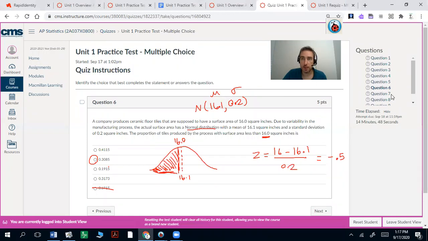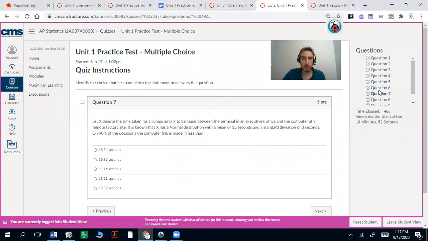Question number 7. Let X denote the time taken for a computer link to be made between the terminal in an executive office and the computer at a remote factory site. It is known that X has a normal distribution with a mean of 15 seconds and a standard deviation of 3. On 90% of the occasions, the computer link is made less than.